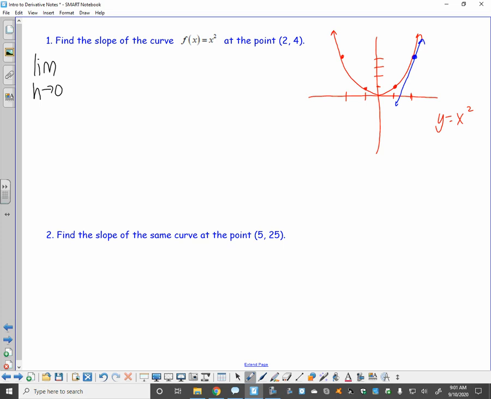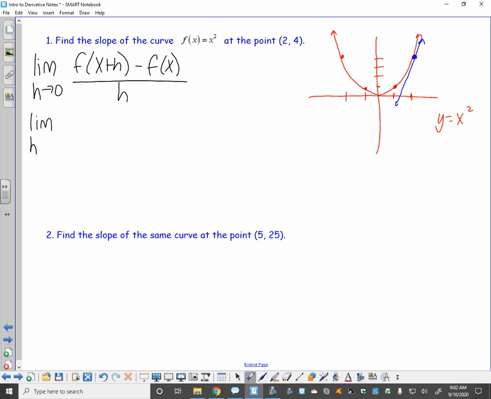of f of x plus h minus f of x over h. Again, that came from y minus y over x minus x. Okay? So the first thing I need to do is find f of x plus h.